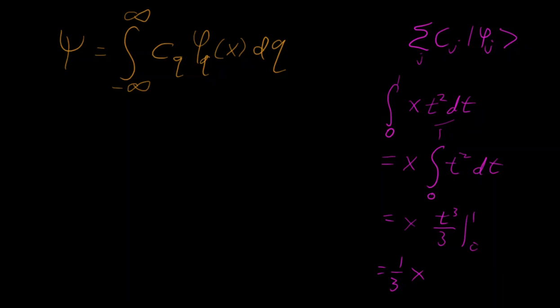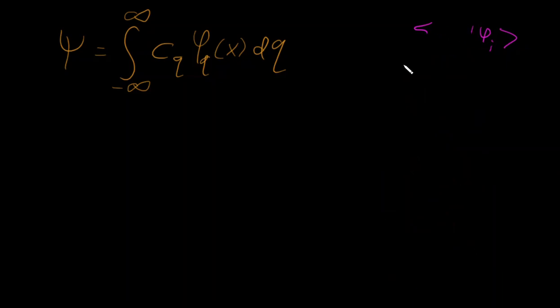So when we're summing over all possible values of q, c sub q is a function of q, and phi q of x is a function of q and x, because it's a wave function. Note also that each phi, because it's a wave function, would have units of 1 over root length. But this is a function of q and x, and we're taking the integral over q, so we'll be left with a function of x.